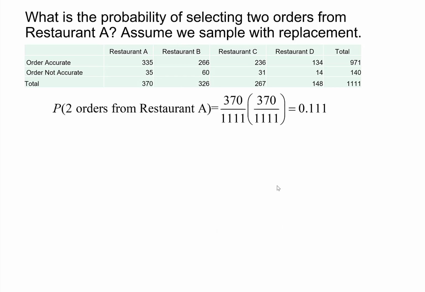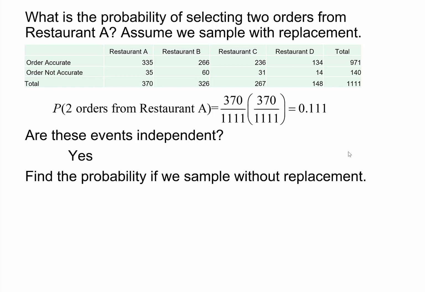Now we're going to select 2 orders from restaurant A, and we're going to sample with replacement. So the first order, the probability it's from restaurant A is 370 over 1111 times the same fraction, and we come up with a probability of 0.111. Now, are these independent? These events are independent because the probability hasn't changed given that the first event has already occurred because, again, we're sampling with replacement.